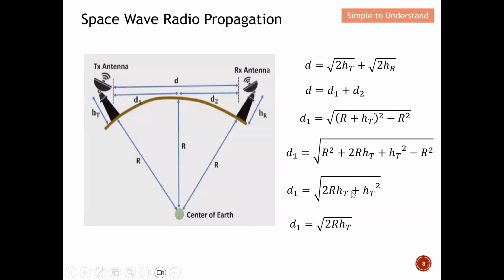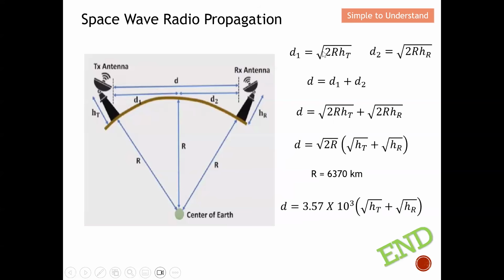One assumption that I want to take for this equation is that the height of the transmitting antenna, as compared to the radius of the Earth, is very small. The radius of the Earth is significantly bigger than the height of the transmitter antenna, so I can omit this term. It makes sense, right? Because the radius of the Earth will definitely be much bigger than the height of the transmit antenna. Therefore, I omit this term, and from here you can see that D1 is equal to the square root of 2RHT.